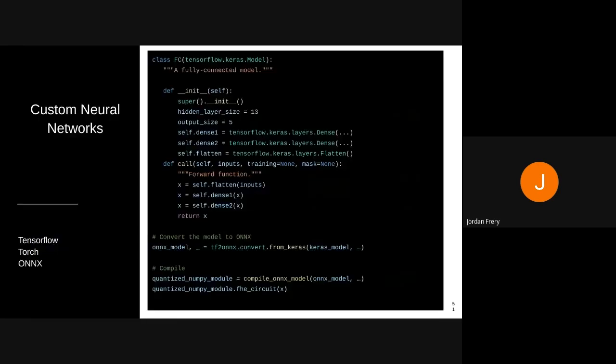The second part is one that we are actively developing: a custom neural network. You could take, for example, TensorFlow and create, like for example here, a fully connected model.